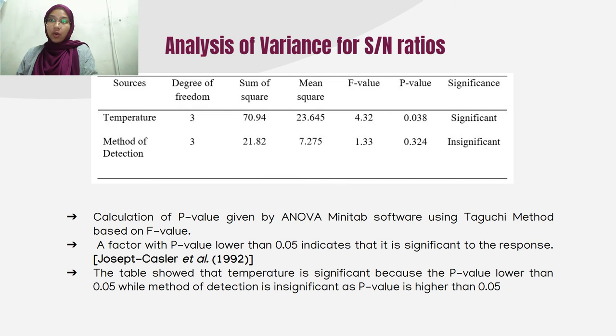Analysis of variance for signal-to-noise ratio. The calculation of p-value is given by ANOVA in Minitab software using the Taguchi method based on F-value. A factor with a p-value lower than 0.05 indicates that it is significant to the response, by Joseph Kessler et al., 1992. The table shows that temperature is significant because the p-value is lower than 0.05, which is 0.038, while method of detection is insignificant as the p-value is higher than 0.05, which is 0.324.